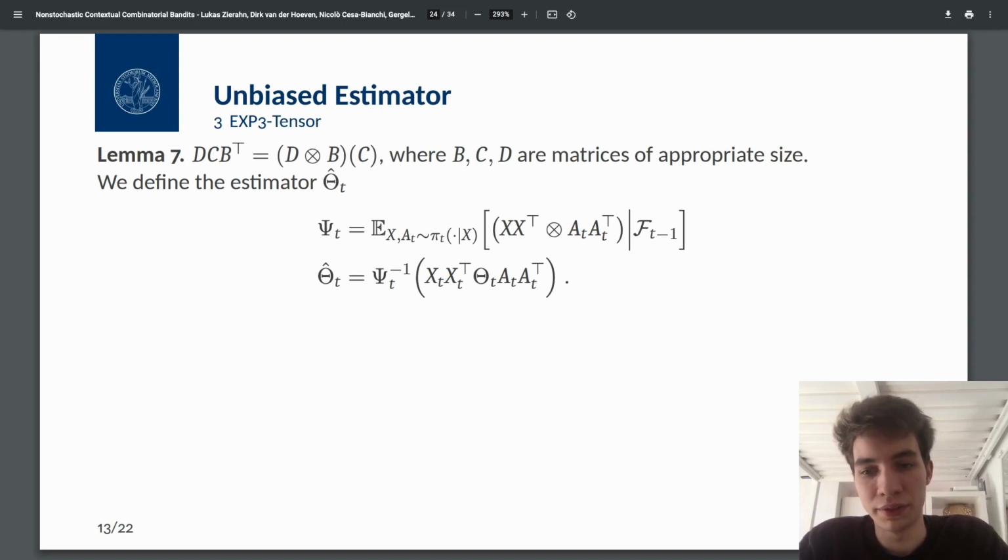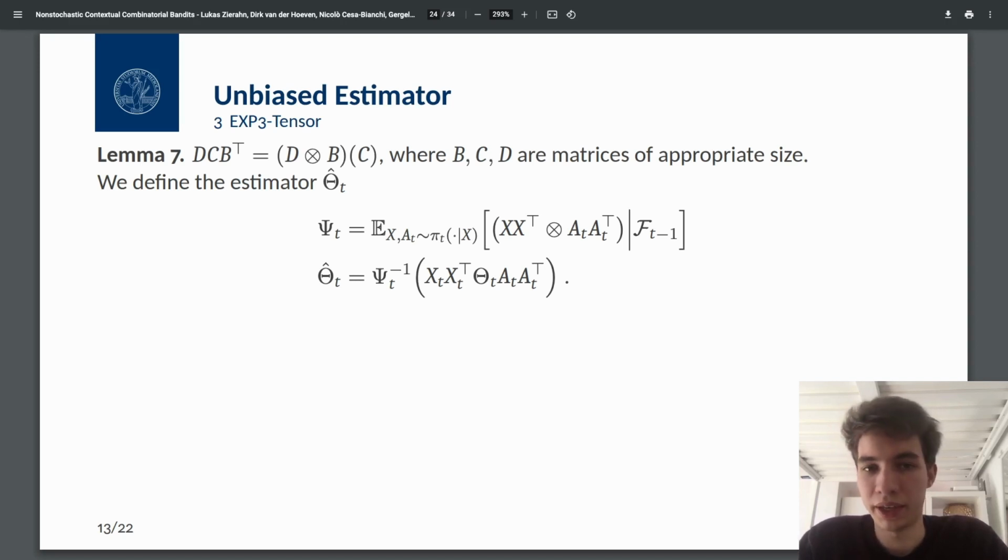And this uses the inverse of a tensor, which is rigorously defined in the paper. You can look it up. But the idea is if the inverse of a tensor acts on the tensor itself, then we're going to obtain some identity tensor, which is not going to do anything. And then you can tell the inside here, x_t transposed theta_t A_t, this is exactly the information that we're going to receive. So this is actually a valid estimator given the information we have.